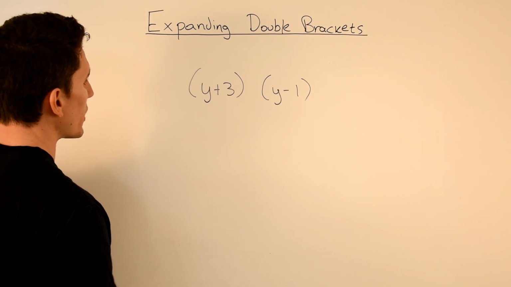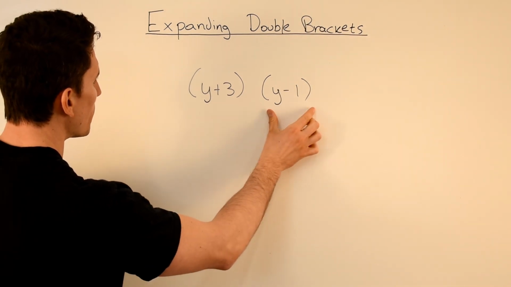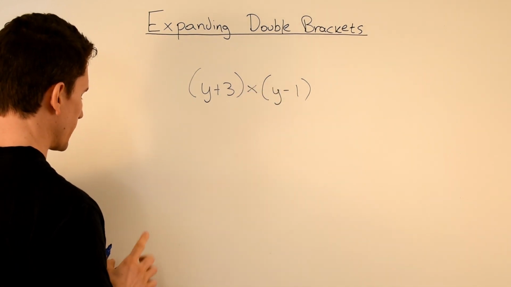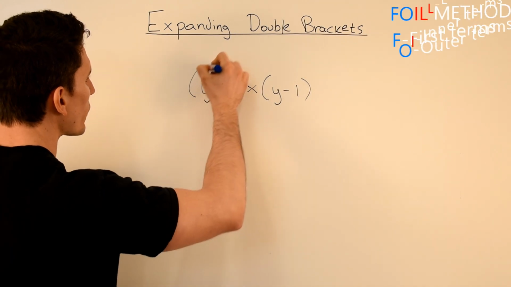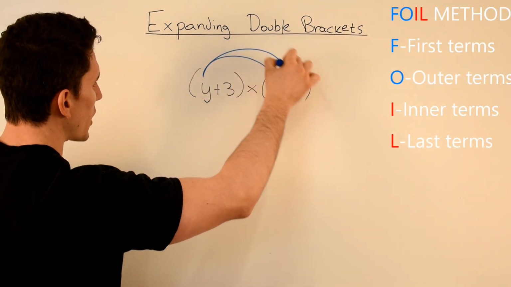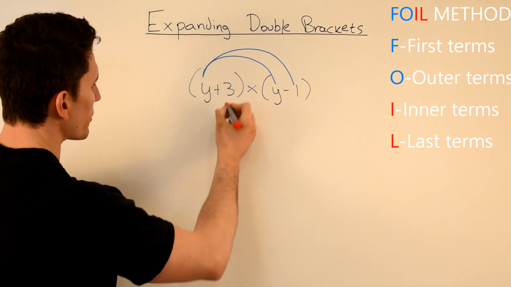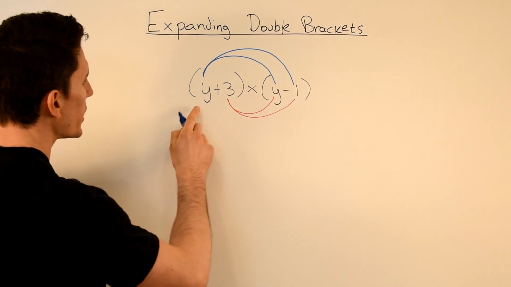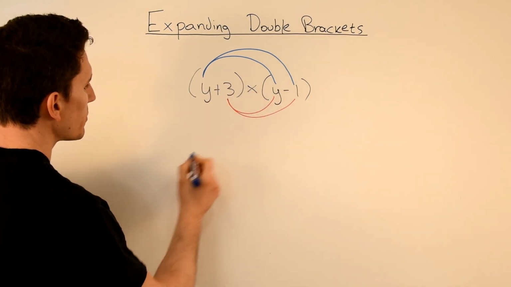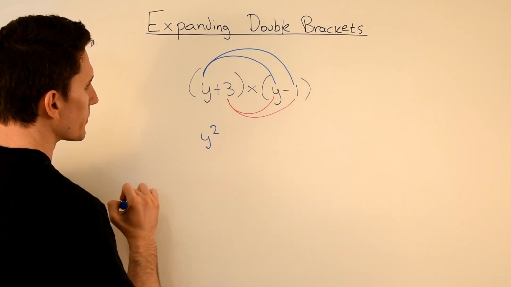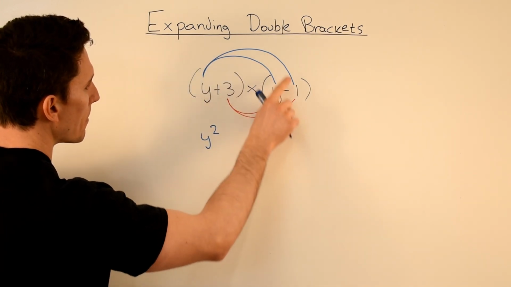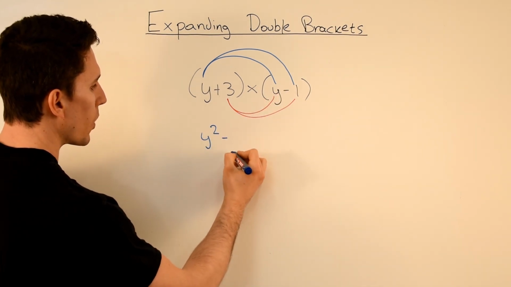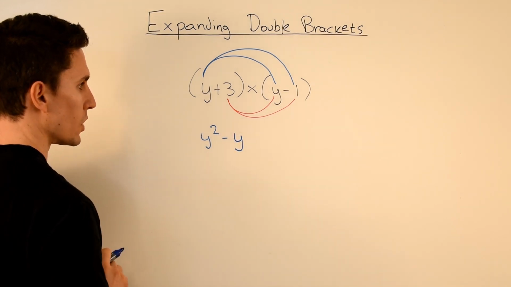So in this example, we have been asked to multiply y plus 3 by y minus 1. Now remember, there is an invisible times between the two pairs of brackets. Let's proceed again with drawing all the lines that we are going to use that will represent our multiplication between the terms in the first pair of brackets and the terms in the second pair of brackets. So we have y times y. That is simply y squared. Now what is y times minus 1? Y times minus 1 is minus 1y, or simply minus y.